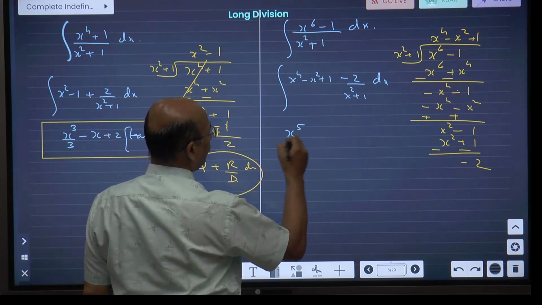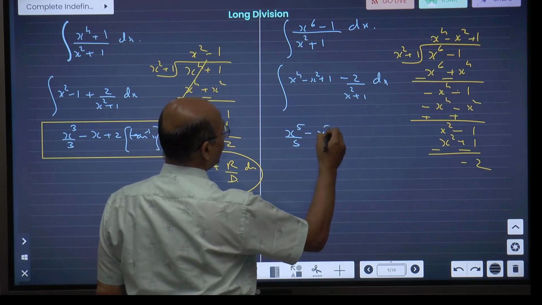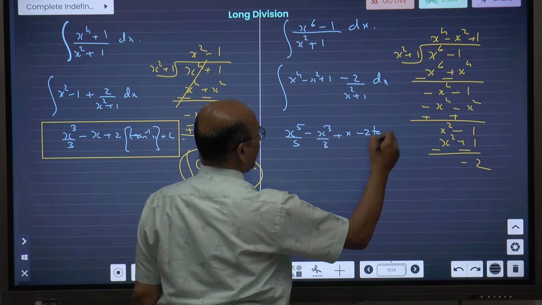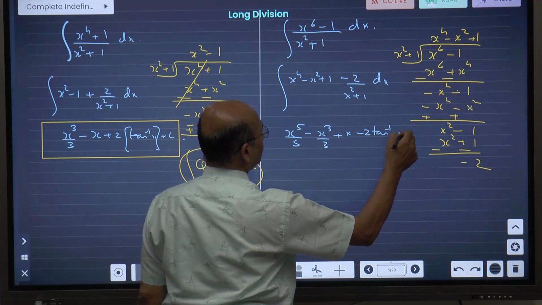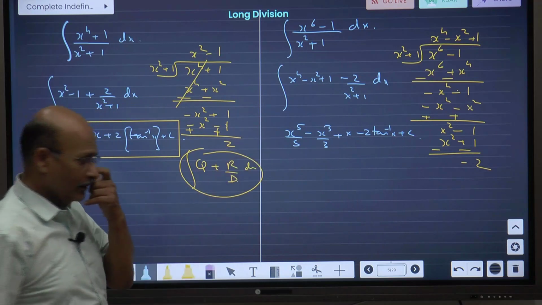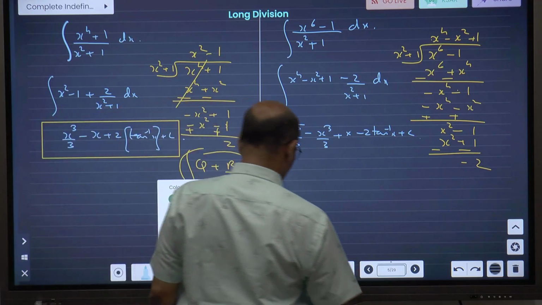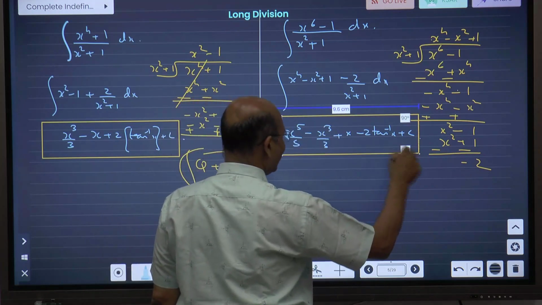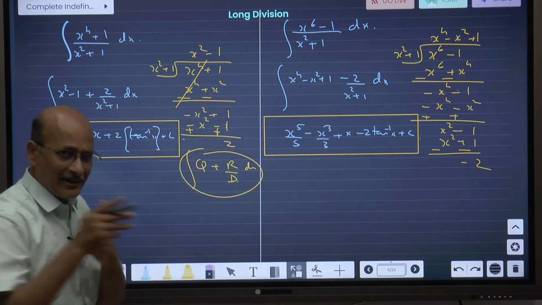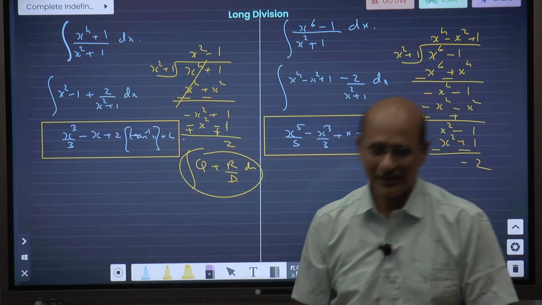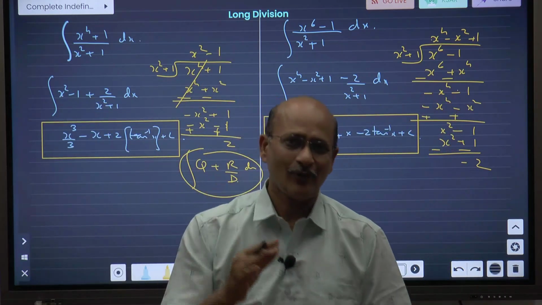This is x raised to 5 upon 5 minus x cube upon 3 plus x minus 2 tan inverse x plus c. dx upon x square plus 1, just now we saw how we integrate it. So that's the game changer here. It's not difficult. Have a look, understand what technique it is, understand when we do this, use this technique. So that's what you have to keep in mind when you see a sum on integration.